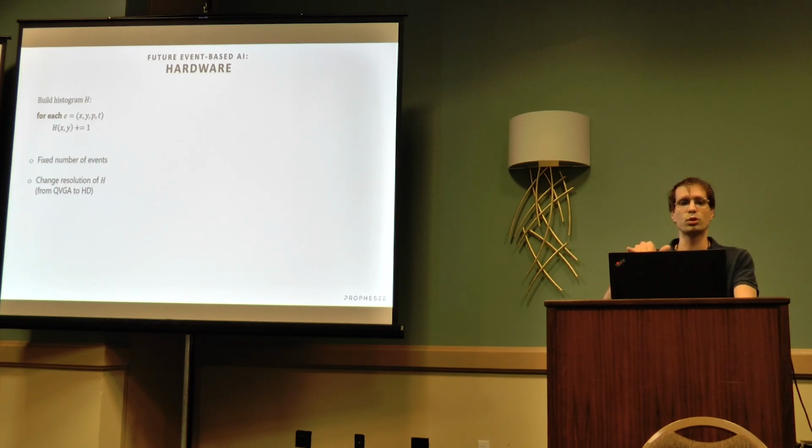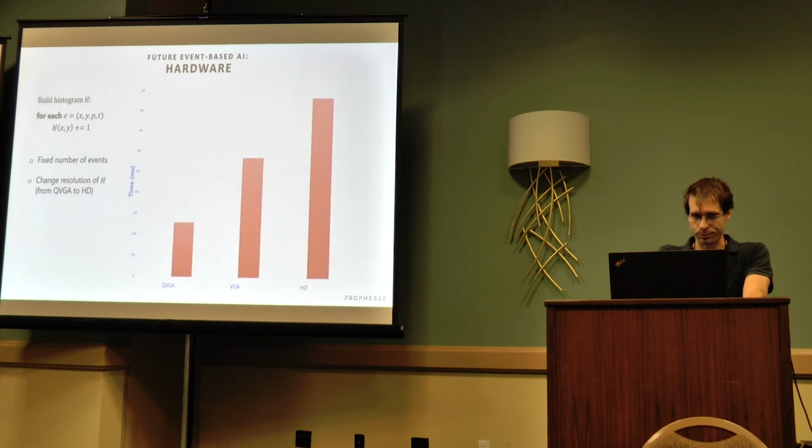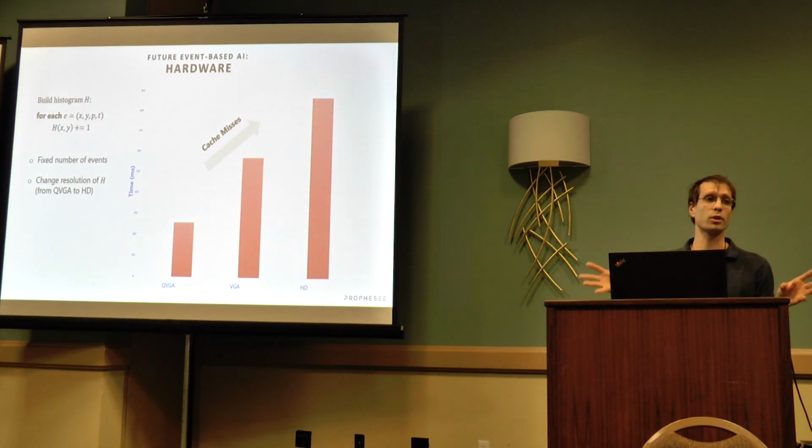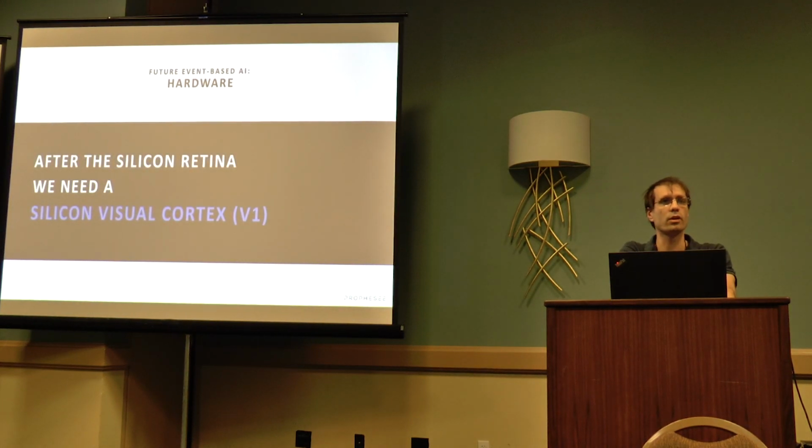But we change the resolution of the histogram, so we change the resolution of our sensor. And what we see is that the time you spend to build the histogram is constantly increasing. What this diagram shows is that you are just spending your time bringing memory close to the computational units. In other words, you are paying more and more cache misses. This is why in future neuromorphic architectures, memory and computation should be really closely interlaced. And so after the silicon retina, we will need a silicon visual cortex.